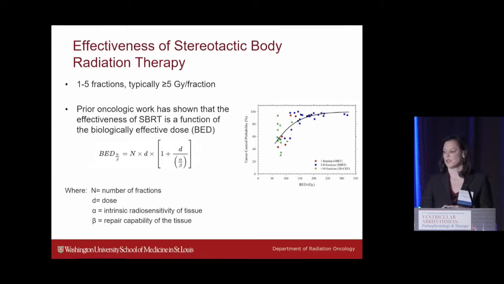However, prior oncologic work has shown that the effectiveness of SBRT is a direct function of the biologically effective dose. So as our dose in that area of convergence increases, we get improved tumor control.